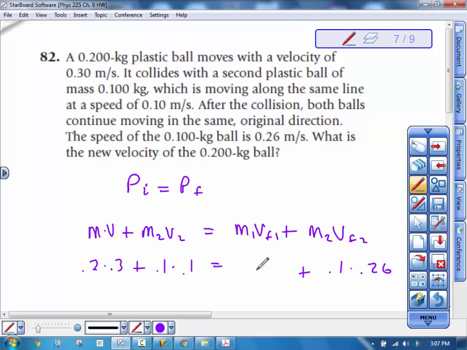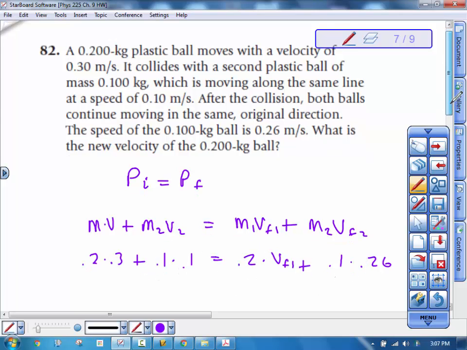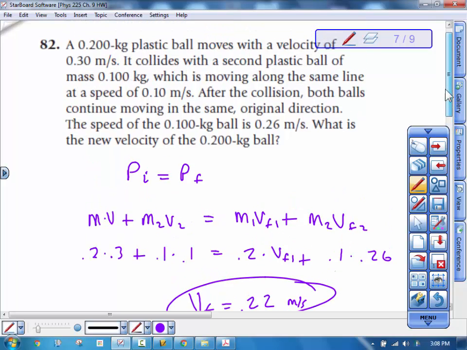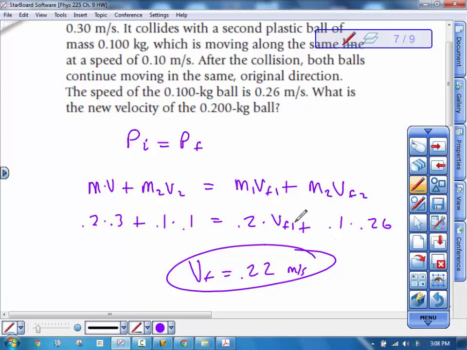And then this 0.2 kilogram ball, we don't know the speed for that. We call that our first ball, so we're solving for that variable. So we're just going to multiply these numbers and add them to the other side, or subtract from the other side and divide by 0.2, and that gives you a final velocity of 0.22 meters per second. That's the speed of the first ball afterwards.